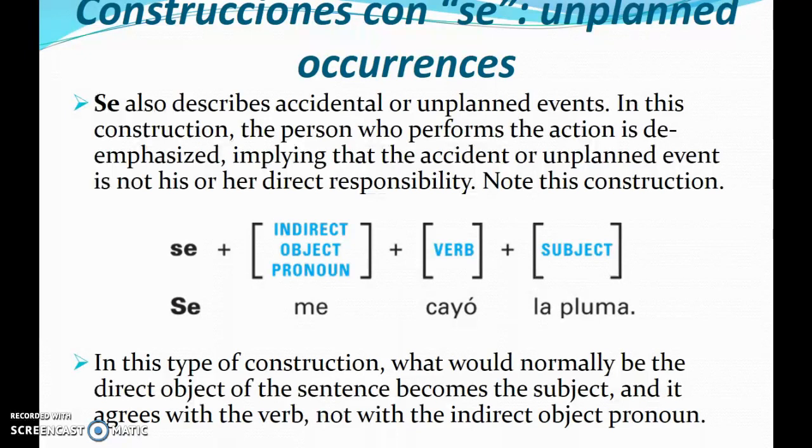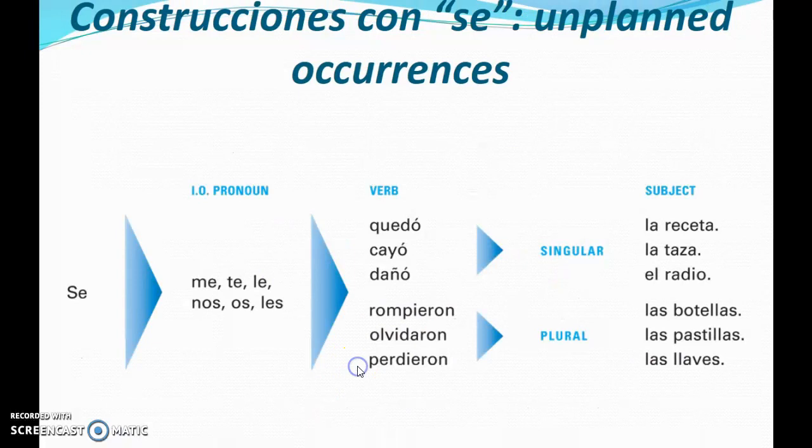Okay, in English, we take direct responsibility. I dropped the pen. Okay, but in Spanish, it's not our direct responsibility, and so it's the pen that fell and it affected us. And in this case, se me cayó, it affected me. So in this type of a construction, what would normally be the direct object, where I dropped the pen, now becomes the subject and has to have agreement with the verb, not with the indirect object pronoun. And you'll see that it's set up so that it's se plus an indirect object pronoun, because this is the person affected, the verb, and then the subject. Okay.